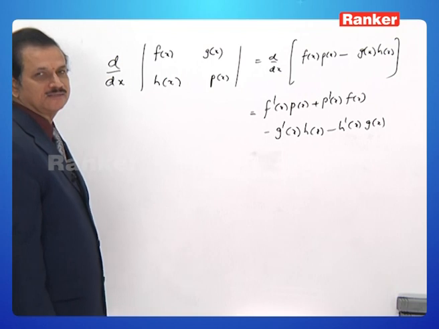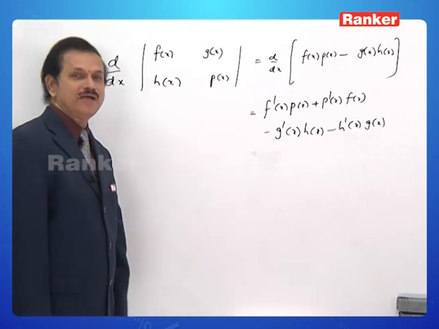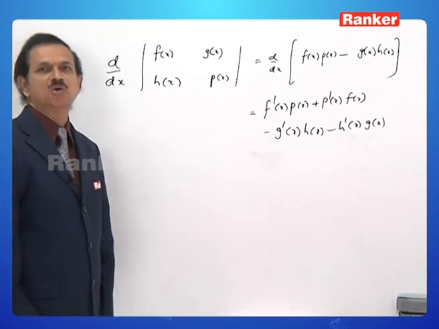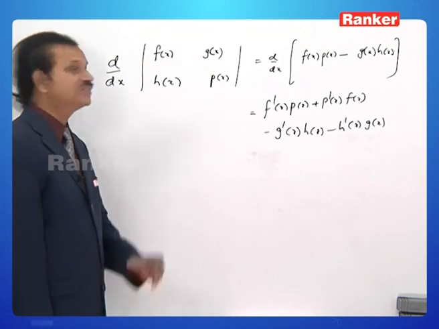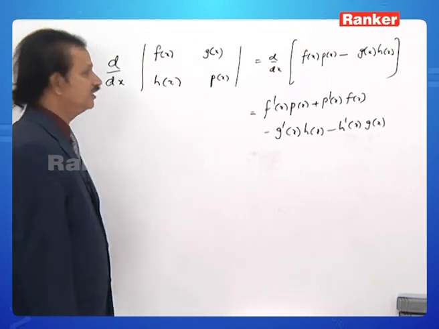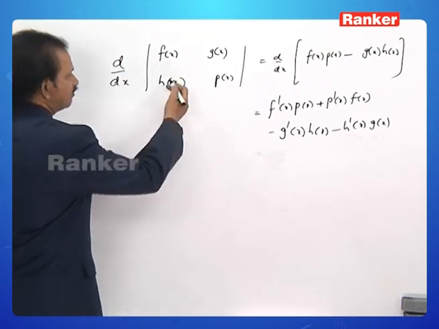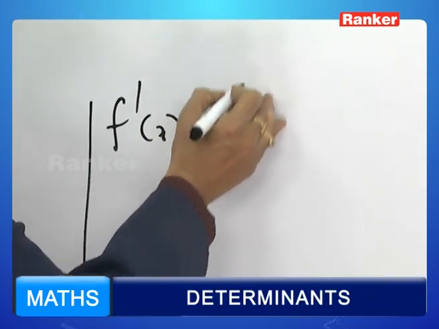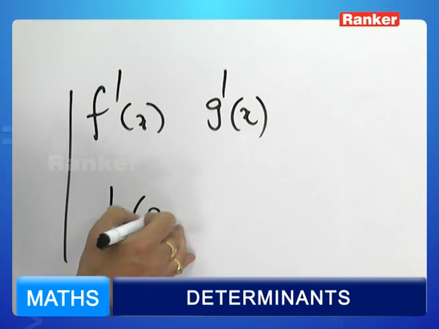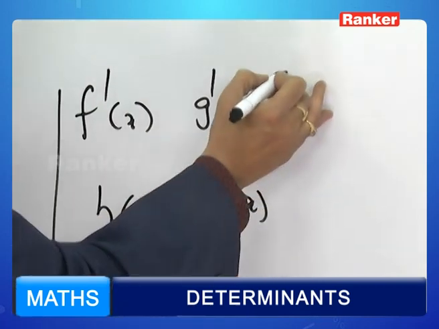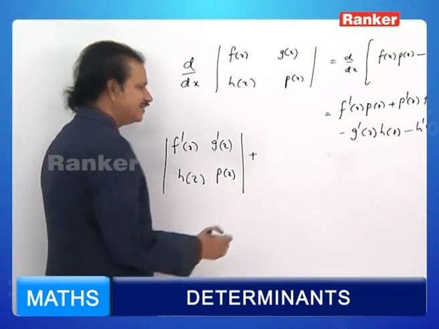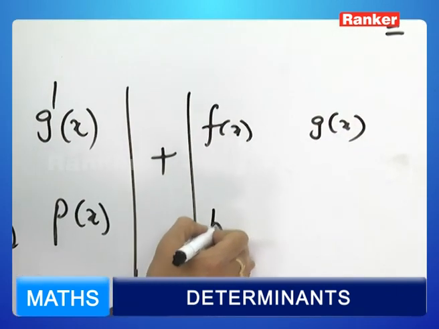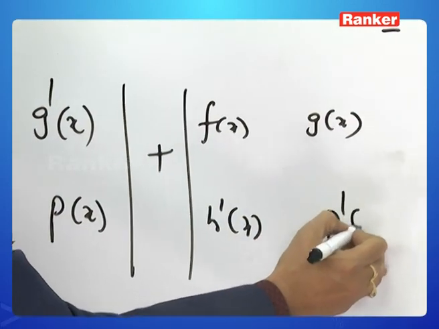You keep it aside. Here we are lucky to have the 2 by 2 determinant. If at all there is a 3 by 3 determinant, it will be a tedious job. So for that purpose, we shall now be obtaining a procedure. Look here, you obtain the process of differentiation like this. F dash x, g dash x. Don't touch h of x and p of x. Let them lie like that only. This is one determinant. And the other determinant is f of x, g of x, h dash x, p dash x.